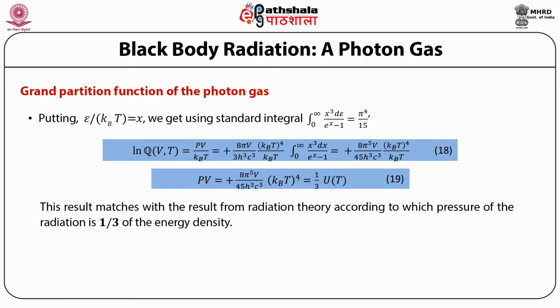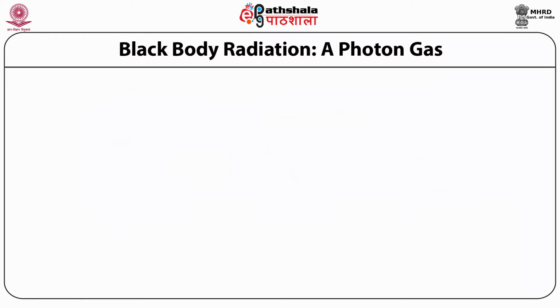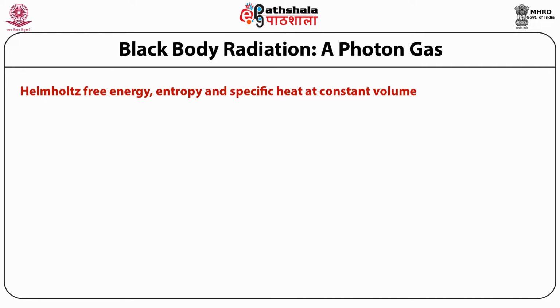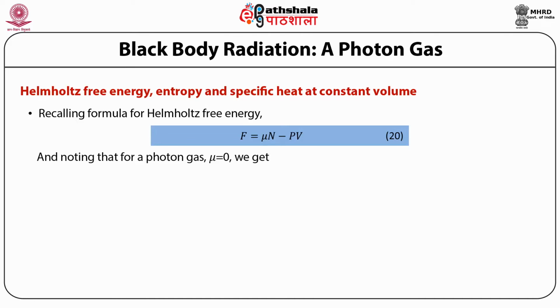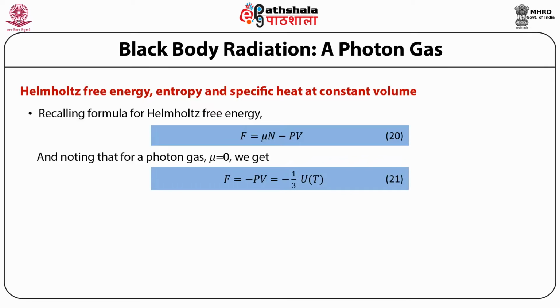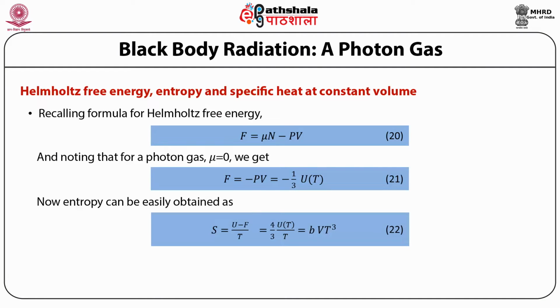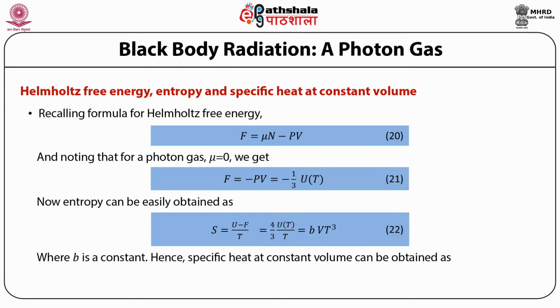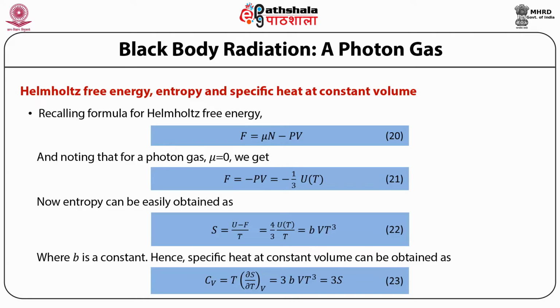This result matches with the result from radiation theory, according to which pressure of the radiation is 1/3 of the energy density. Now we can calculate Helmholtz free energy, entropy and specific heat at constant volume. Recalling formula for Helmholtz free energy, F is equal to mu n minus PV, and noting that for a photon gas mu is equal to 0, we get F is equal to minus PV is equal to minus 1 upon 3 UT. Now entropy can be easily obtained as S is equal to U minus F upon T, which is equal to 4 upon 3 UT upon T is equal to B times V T raised to power 3, where B is a constant. Hence, specific heat at constant volume can be obtained as Cv is equal to T times partial derivative of S with respect to T at constant volume is equal to 3 times B times V T raised to power 3 is equal to 3S.